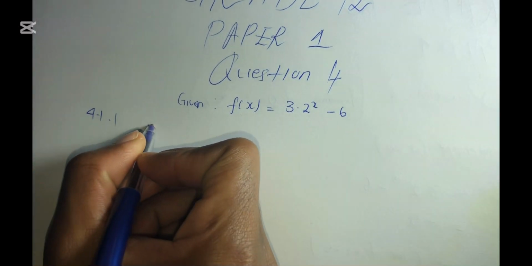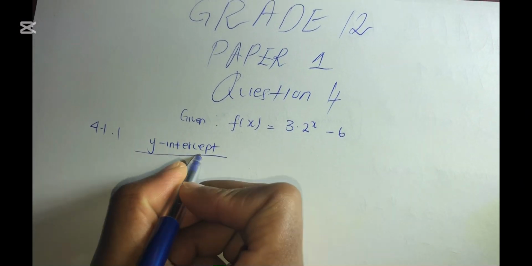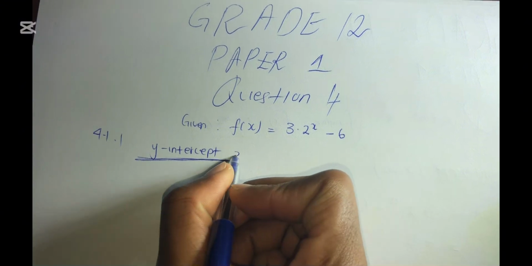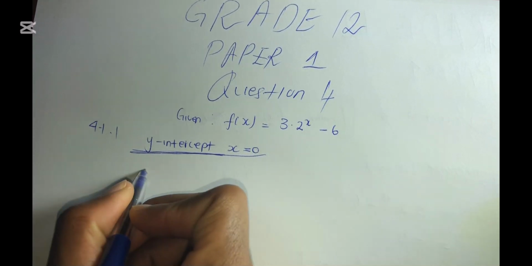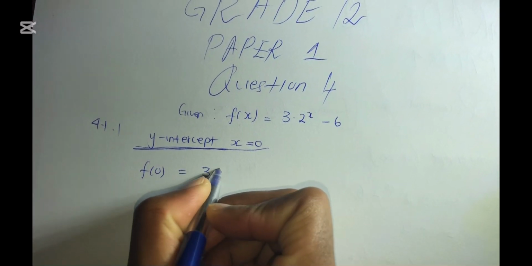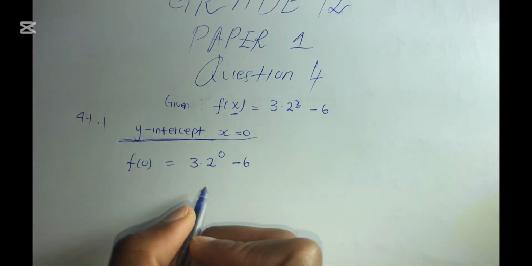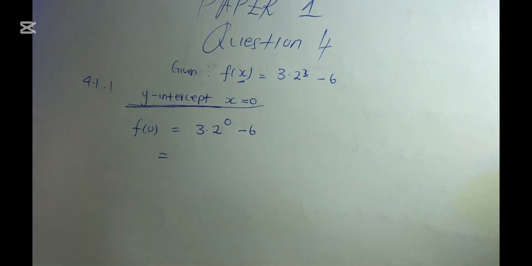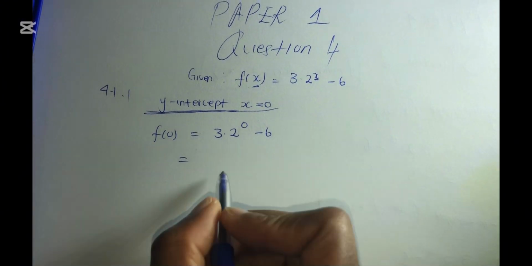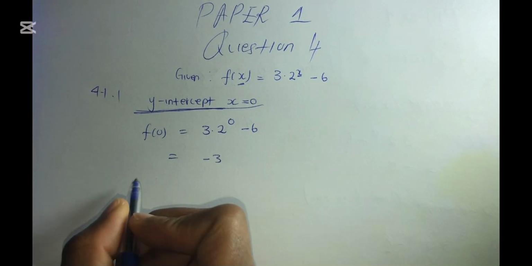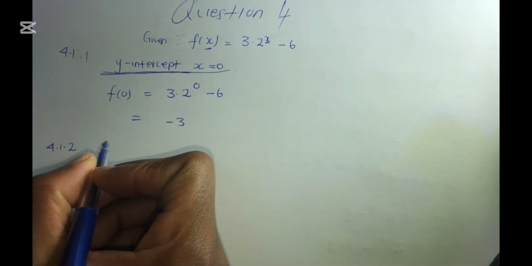For question 1, they want us to get the y-intercept. When they talk about the y-intercept, what should come to your mind is that on the y-intercept, x is equated to 0. So let's find the y-intercept by substituting 0 where we see x. You are going to find that this is 3 times 2 to the power of 0. The dot is multiplication. Then you will find that your intercept is -3. You've collected 2 marks already. Then you go to 1.2.